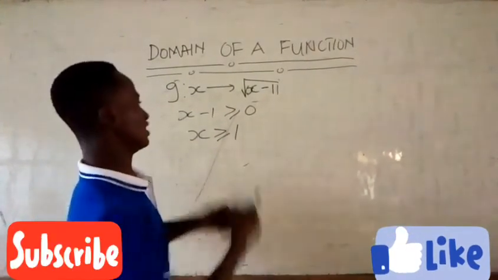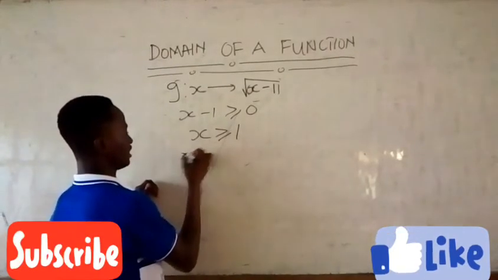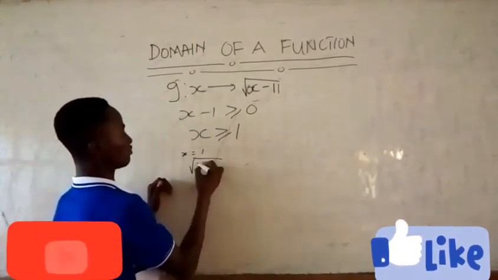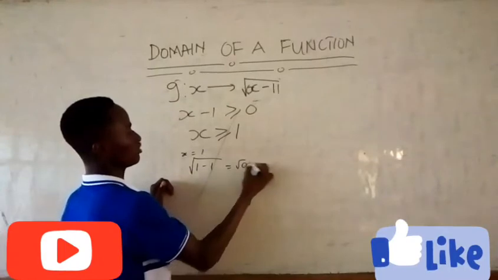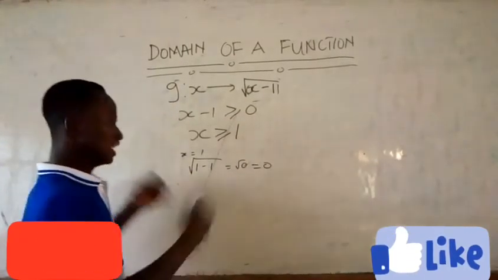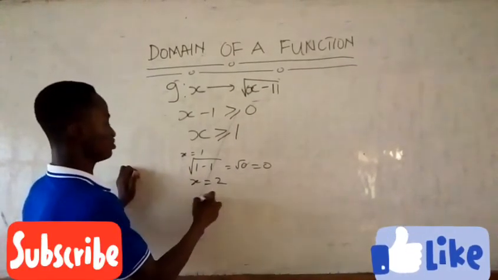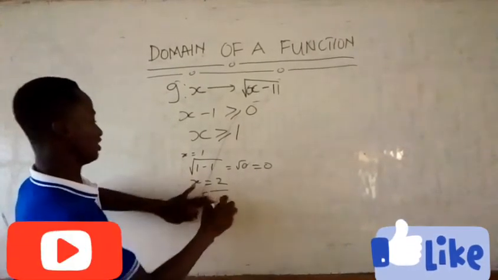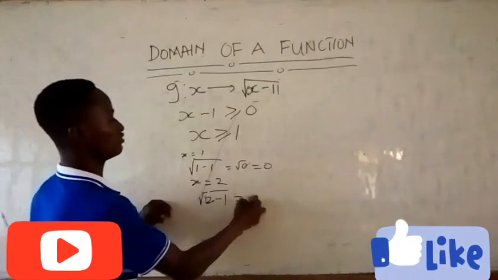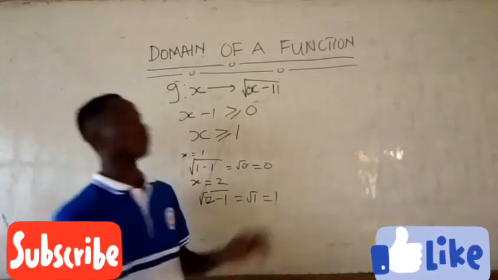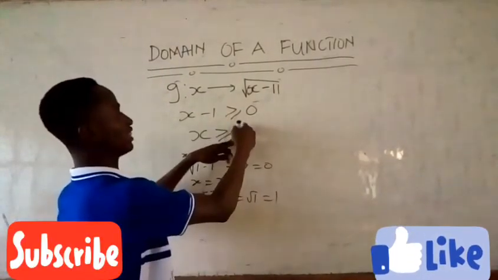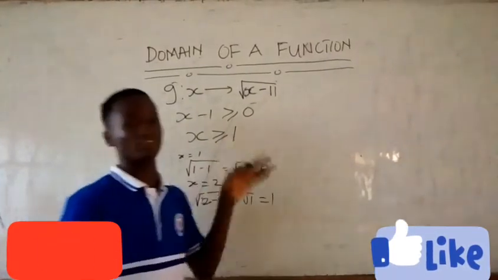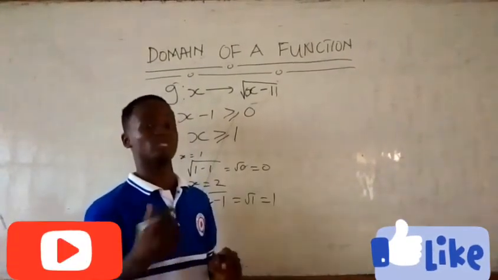If you put 1 inside this function, assuming x is equal to 1, then you get root of 1 minus 1, which is root 0, equivalent to 0. If you have x equal to 2, you have 2 minus 1, which gives root 1, equivalent to 1. So any other number that is greater than or equal to 1, wherever you place it inside the equation, it will forever be defined.